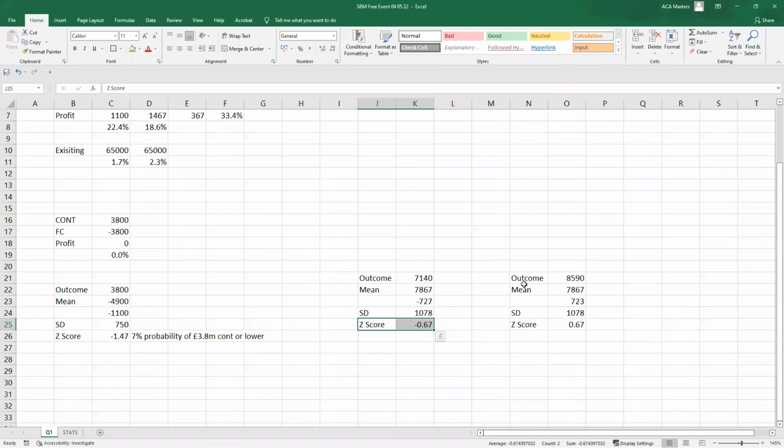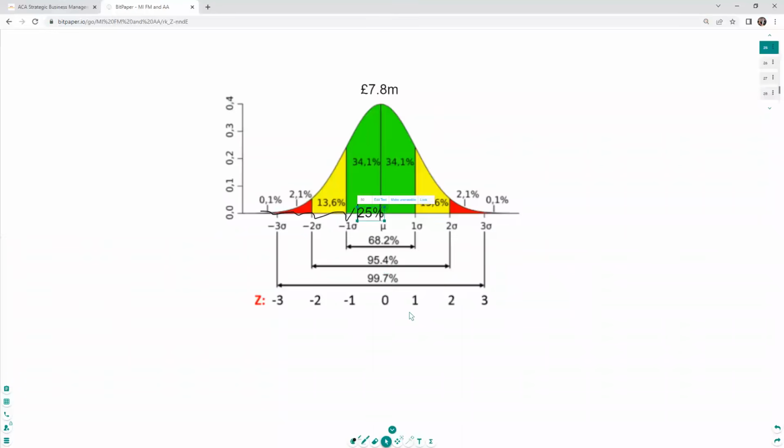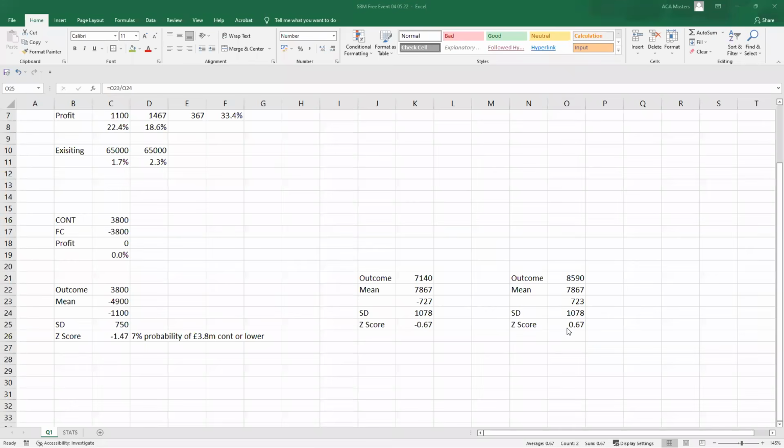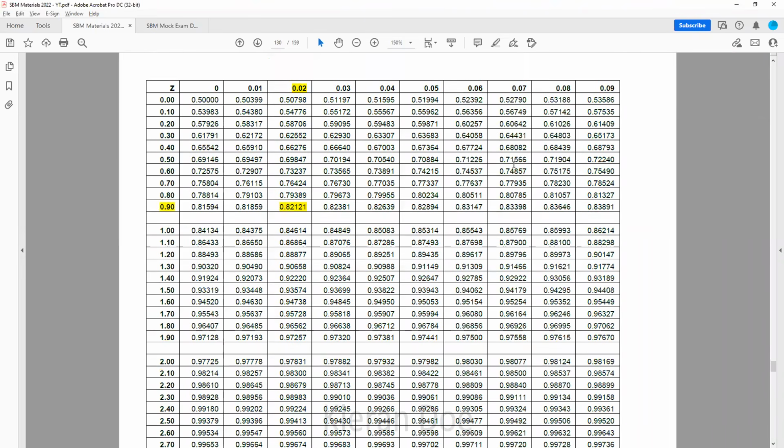Now, if we look at the other outcome, which of course is above the mean, you can see we've got the same difference here. There's a 50% probability it's going to be between here and here. So this is the other outcome we're looking at, 0.67 standard deviations above the mean. So we've got a Z-score this time of a positive 0.67. So you've got the Z-score here.